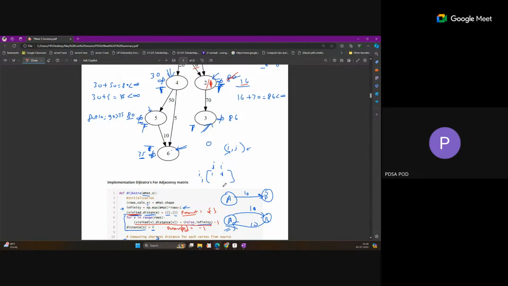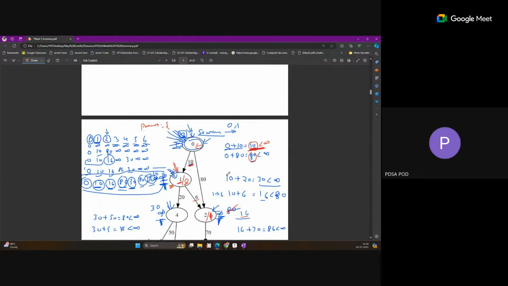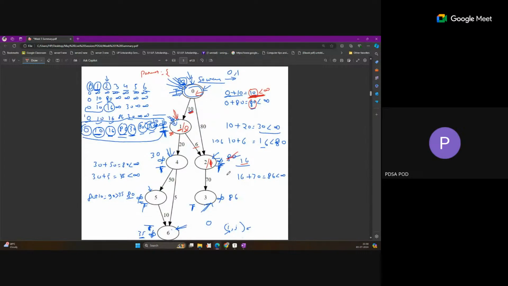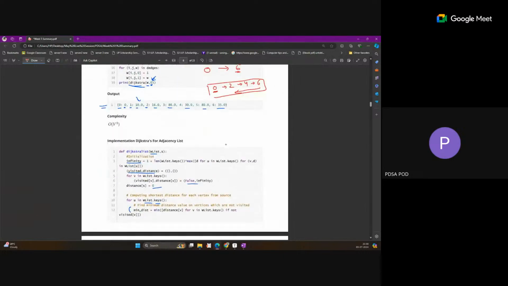But if the graph contains negative weights, not a negative weight cycle, I'm saying negative weights, that is the difference. Suppose a graph is given like this: S, A and B, with edges 10, minus 20, and 30, and another part connected further, with C and D. Here no cycle is there, but one edge contains a negative weight. So this is not a negative weight cycle.